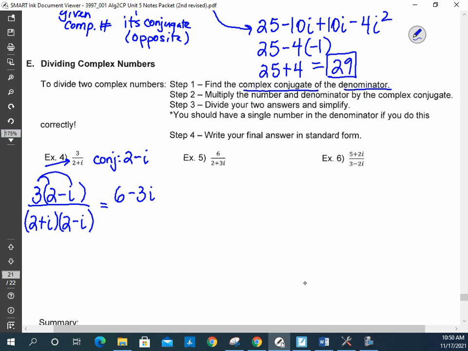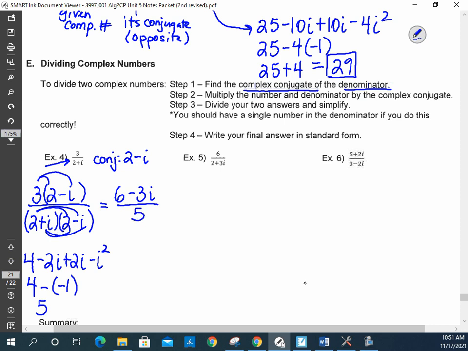For the bottom, 2 times 2 is 4. 2 times negative i, negative 2i. i times 2 gives you 2i. i times negative i is negative i squared. Remember, i squared comes out, negative 1 goes in its place. So 4 minus negative 1, which gives you 5.